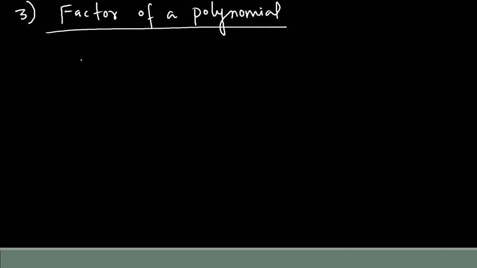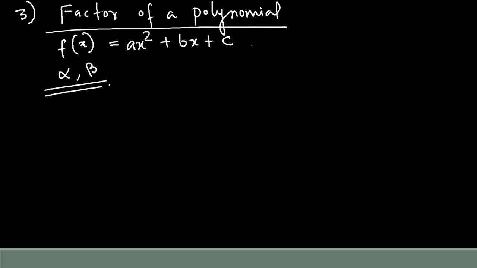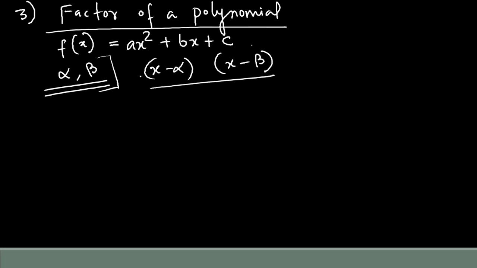Okay, so let's say you have an expression fx. Let's say it is ax square plus bx plus c. Let's say you have this quadratic expression ax square plus bx plus c. Let me tell you like this, it will be clear. Let's say x minus alpha and x minus beta are two factors of this expression fx.